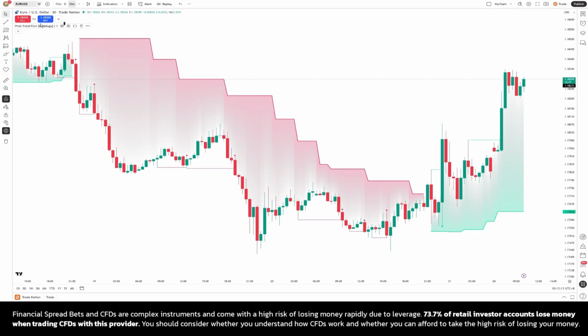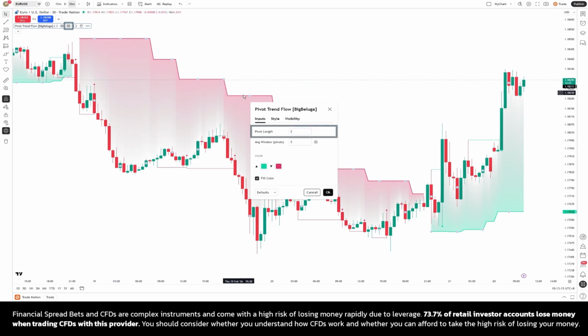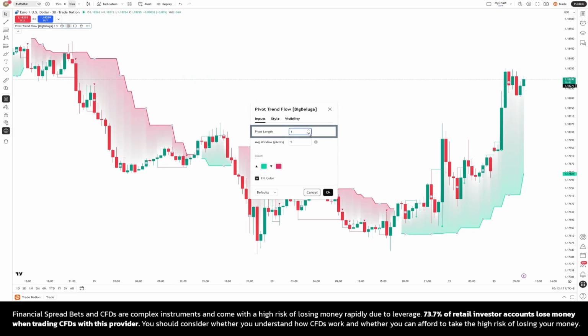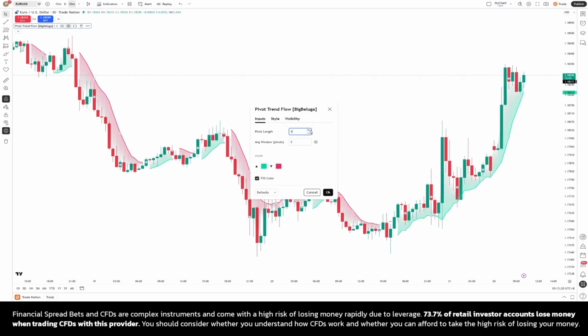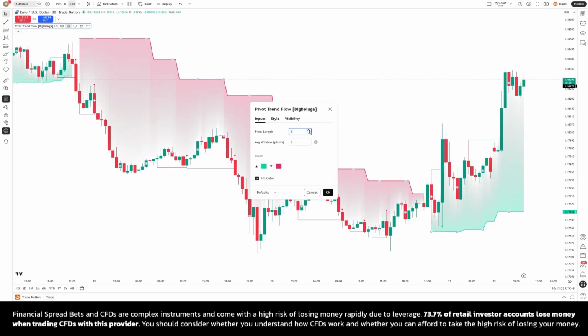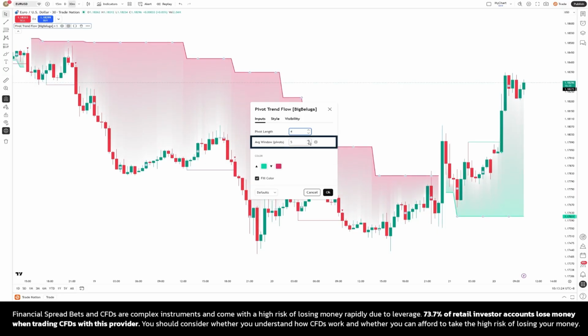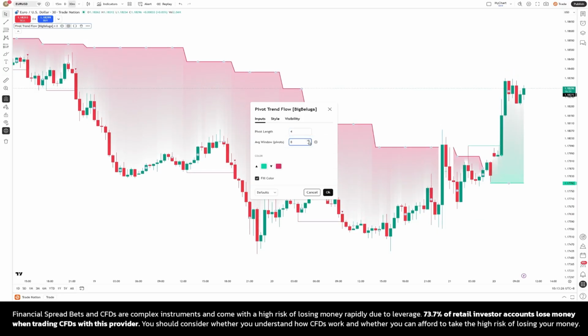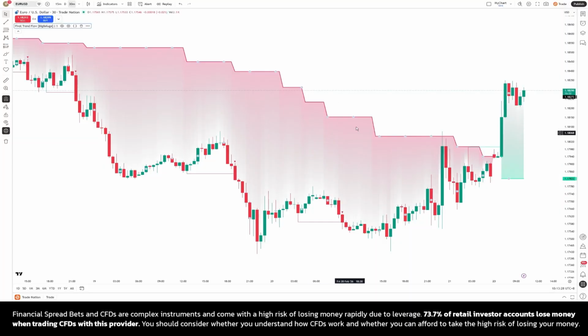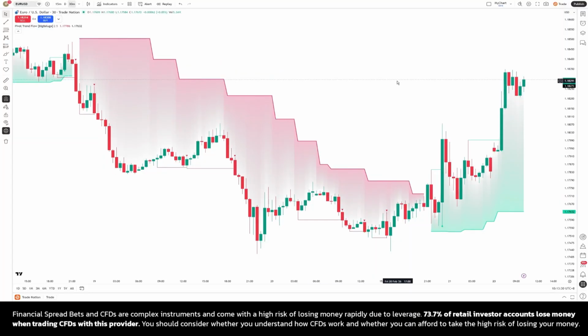Parameter control is straightforward. Shorter pivot lengths increase responsiveness but reduce stability. Larger averaging windows smooth the reference levels but can delay adaptation. The balance depends on whether you prioritize early detection or structural reliability.